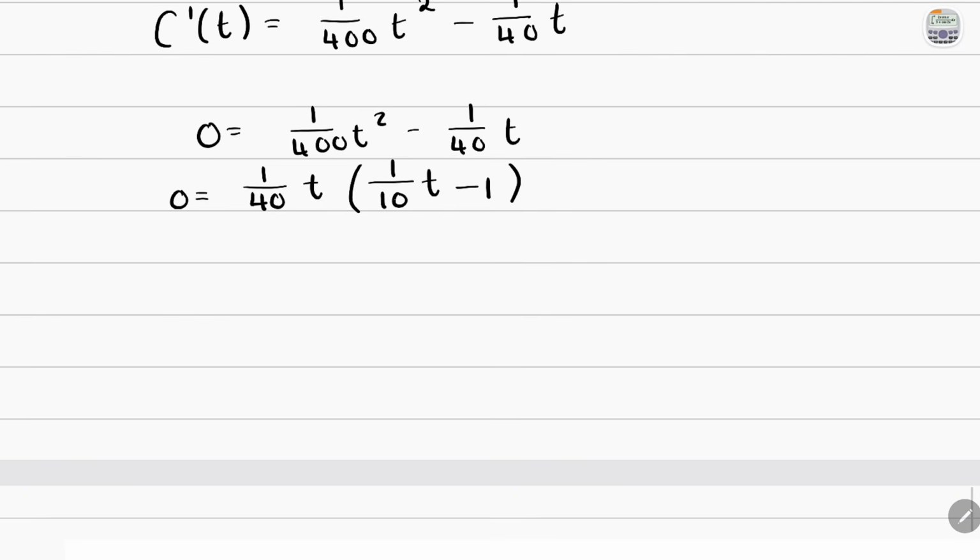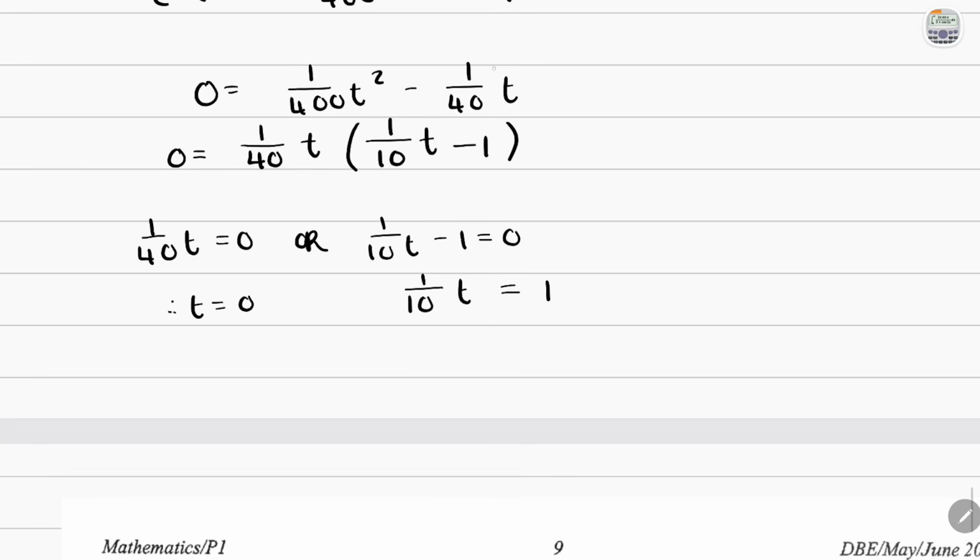Okay, so now let's solve for t. You're saying something times another thing gives you 0. The only way this is possible is if the first one is equal to 0, or the second is equal to 0. So here, just divide both sides by 1 over 40. t would just be equal to 0. Here we have 1 over 10 t is equal to, take that over, becomes positive 1. And now you're just trying to solve. So the 10 is in the denominator.